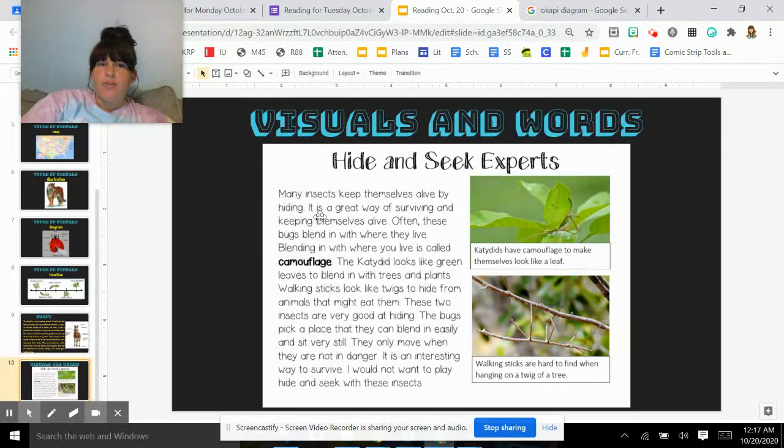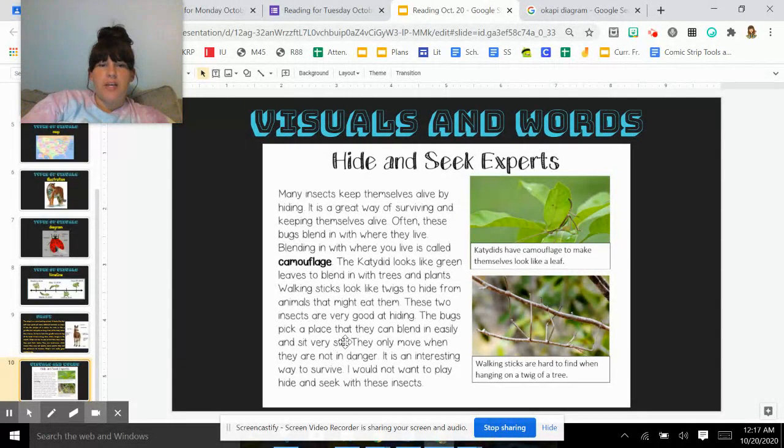It is a great way of surviving and keeping themselves alive. Often these bugs blend in with where they live. Blending in with where you live is called camouflage. The katydid looks like green leaves to blend in with trees and plants. Walking sticks look like twigs to hide from animals that might eat them. These two insects are very good at hiding.